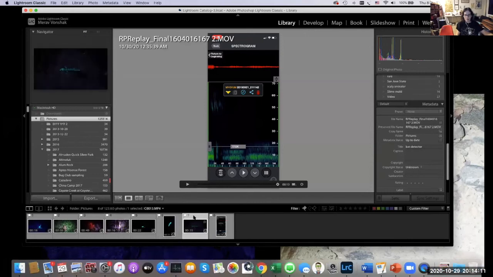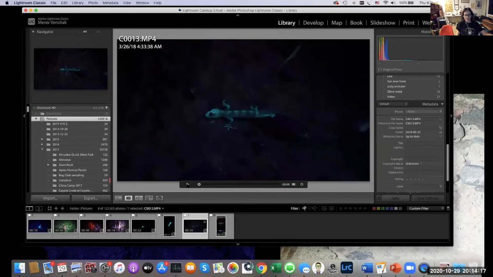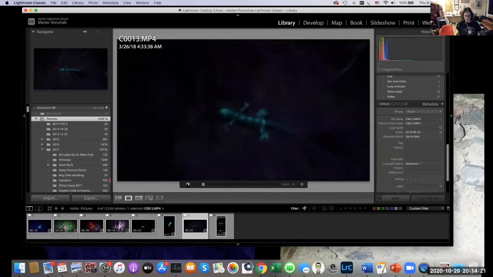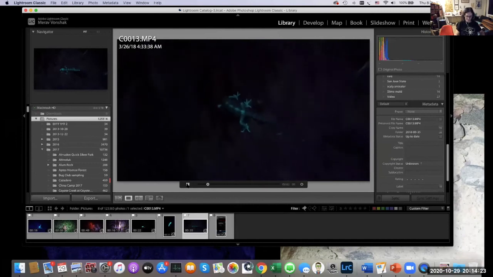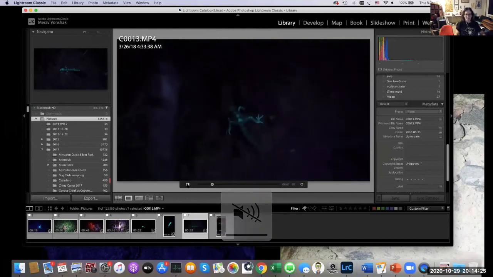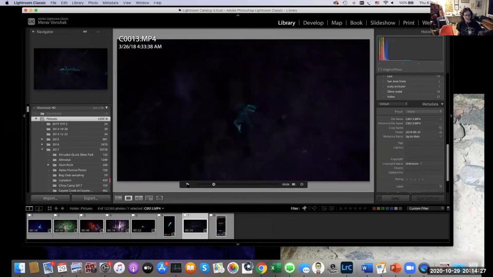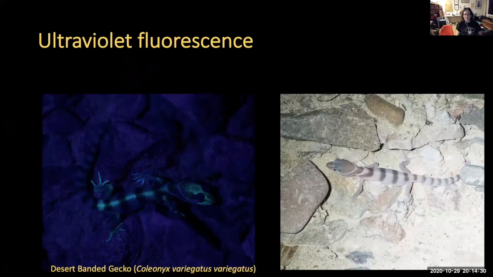Yes, please. Okay. So yeah, look at that. So yeah, this is the gecko from Death Valley, and I think they're just beautiful.